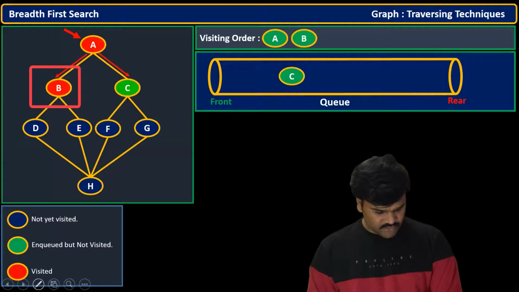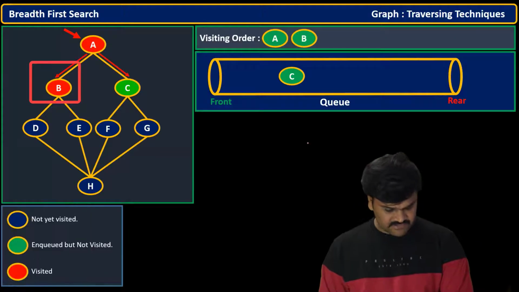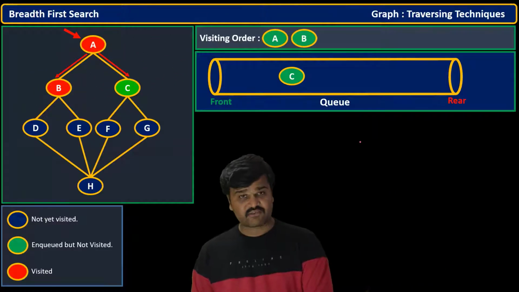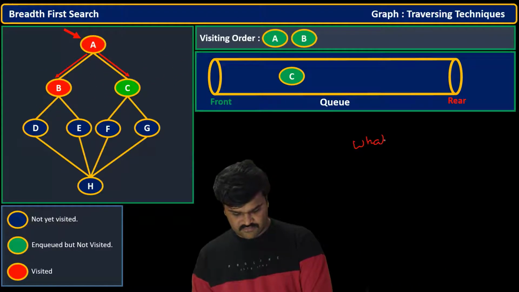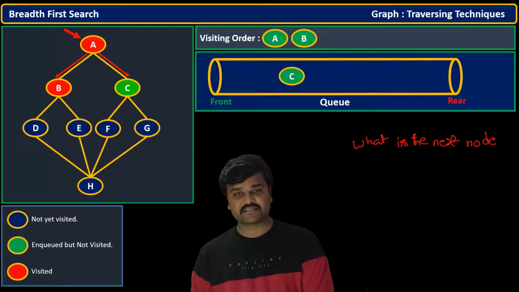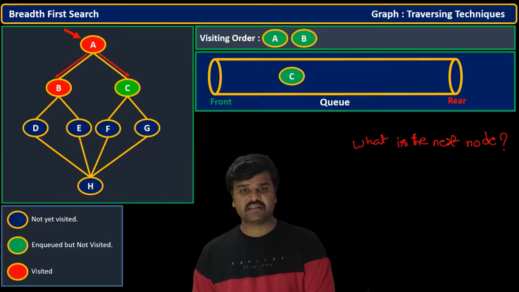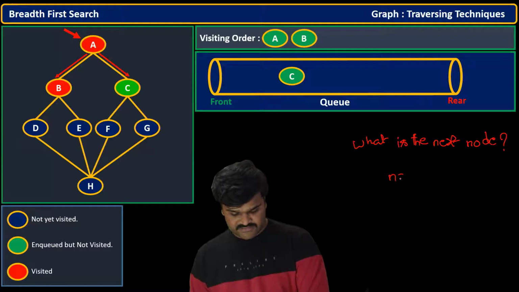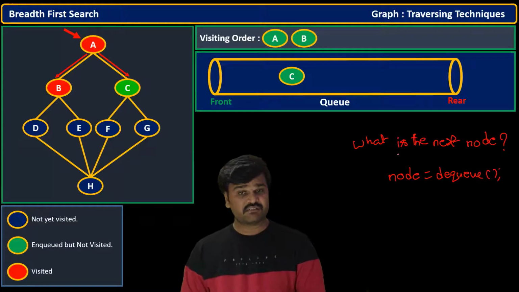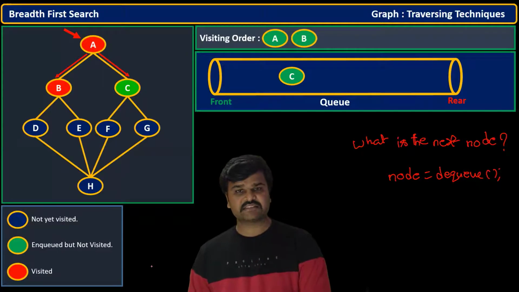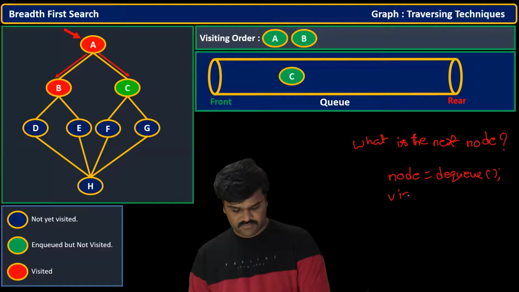Let us note down the steps here so that we have clarity. Whenever you have the question, what is the next node to visit, what you have to do is simply perform the DQ operation. Whatever is coming out from the queue, that node we are going to visit. So we visit that particular node.